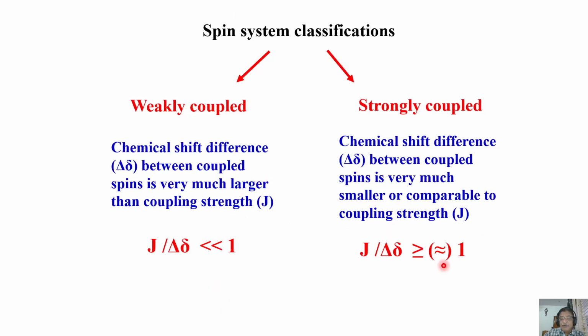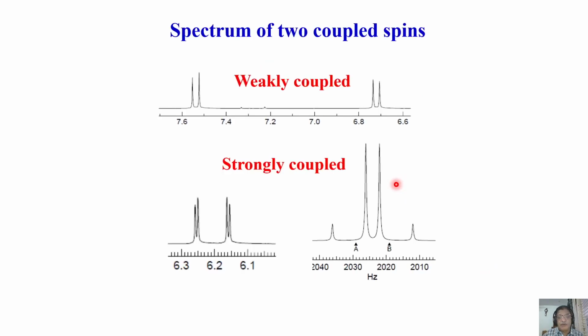If they are comparable or of the order of 1, then it's a strongly coupled spin system. This is a very important point you should remember. The spectrum is entirely different if it is strongly coupled and weakly coupled. Especially when they are very strongly coupled, the spectrum will appear entirely different. Remember that point.